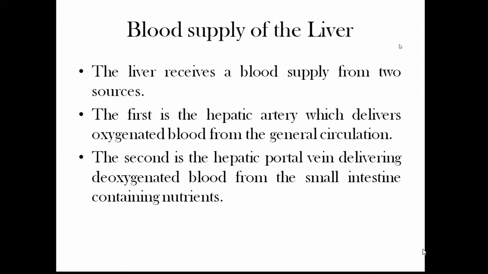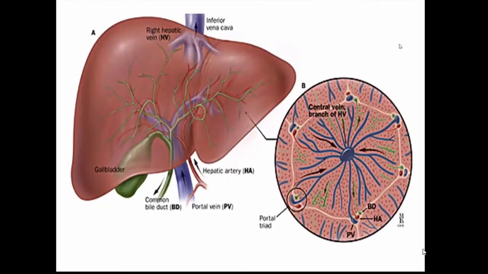The second is the hepatic portal vein, which delivers deoxygenated blood. The main thing in this deoxygenated blood is the nutrients it contains. So this is the main supplier of materials that will be used by the liver for its main functions. You can see the artery is small, the vein is quite large, and the vein pours a lot of nutrients into the liver.